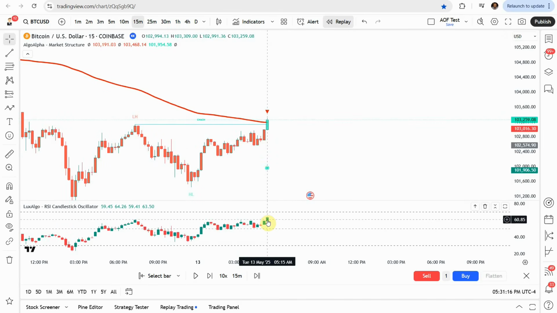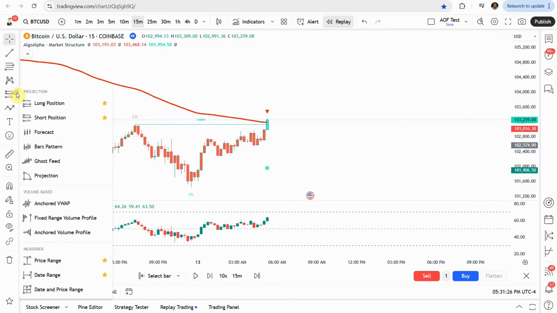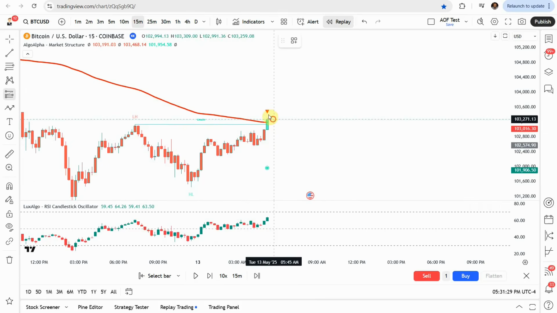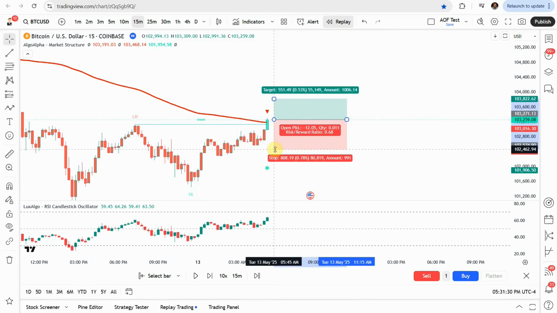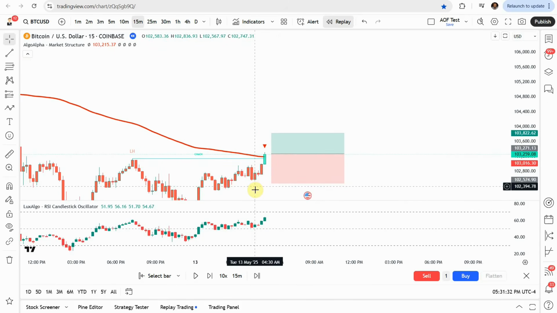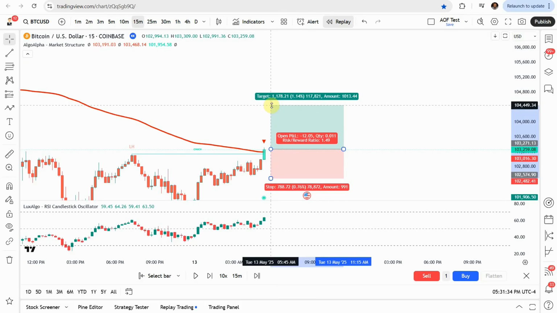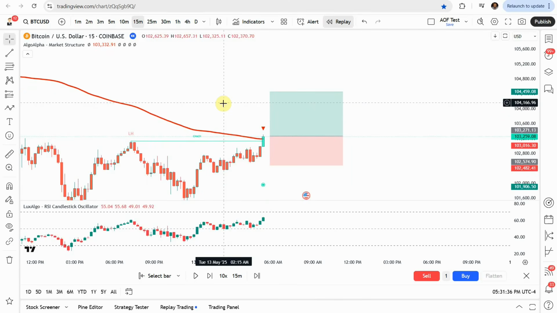Then we're going to look down to the RSI Candlestick Oscillator, and we want it to have a green candle above that 50 dashed line like it is here. And that'll be our signal to then enter into a long. We'll put our trade here. We're going to put our stop just right below this kind of pivot area here and target a 1 to 1.5 risk reward, just like so.